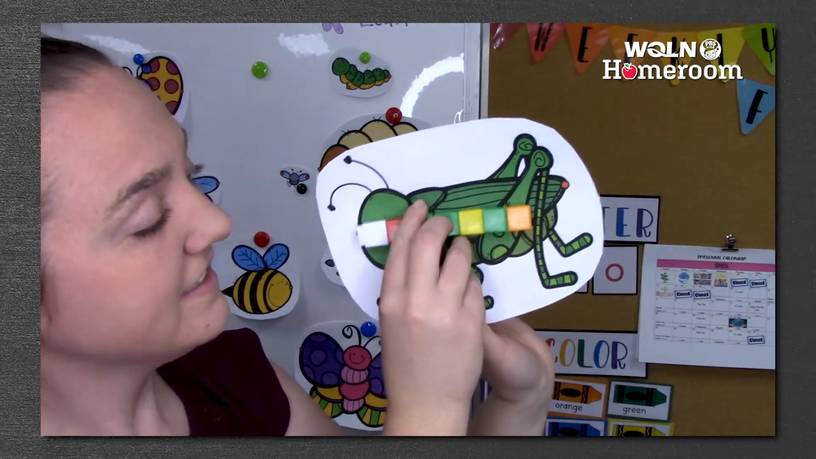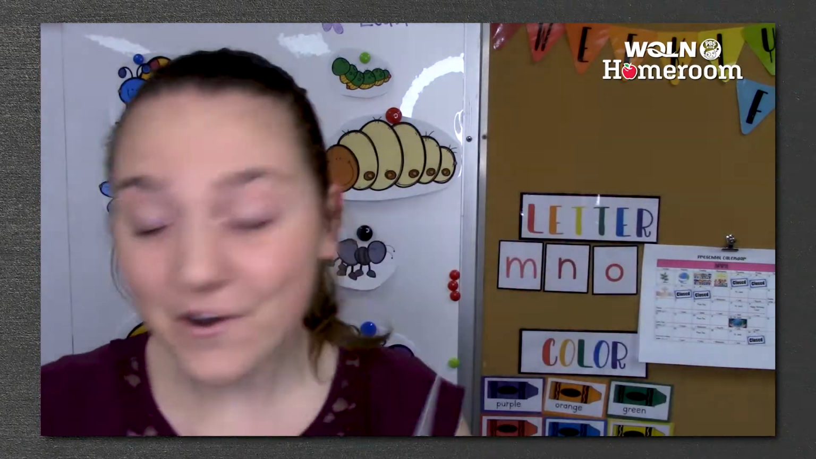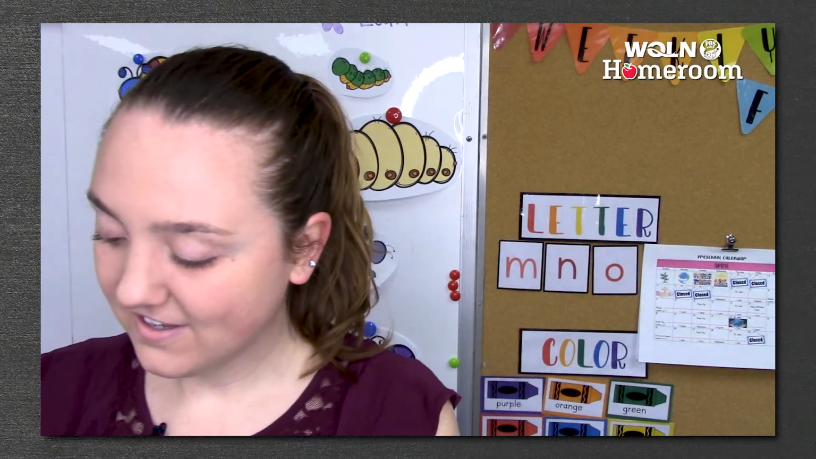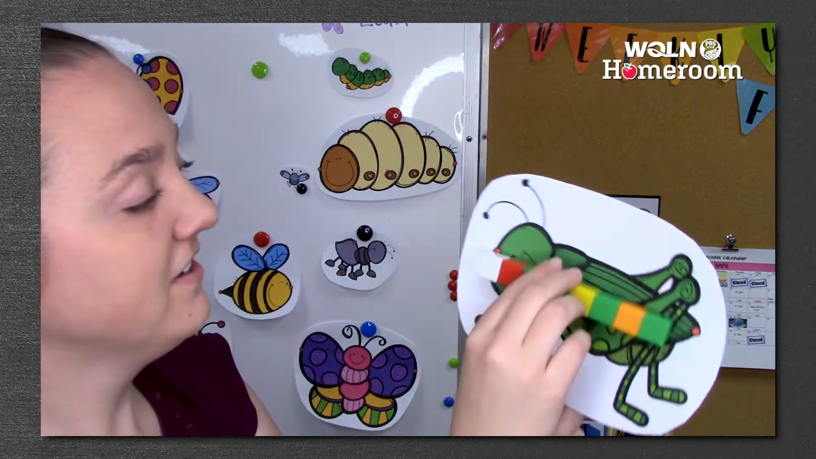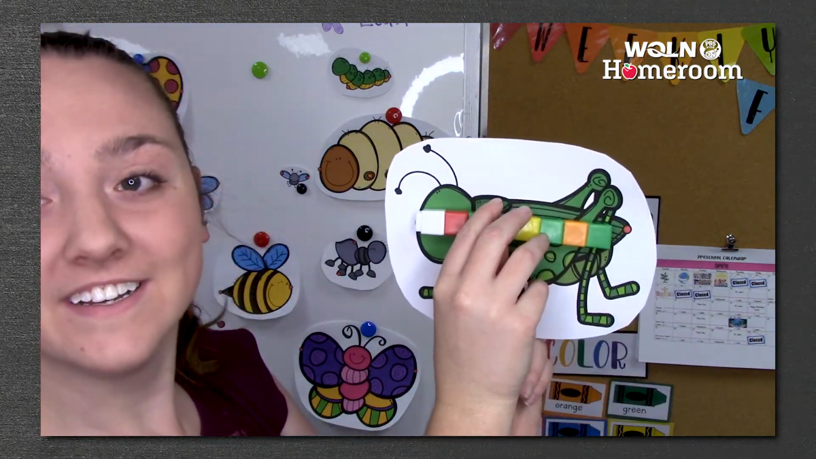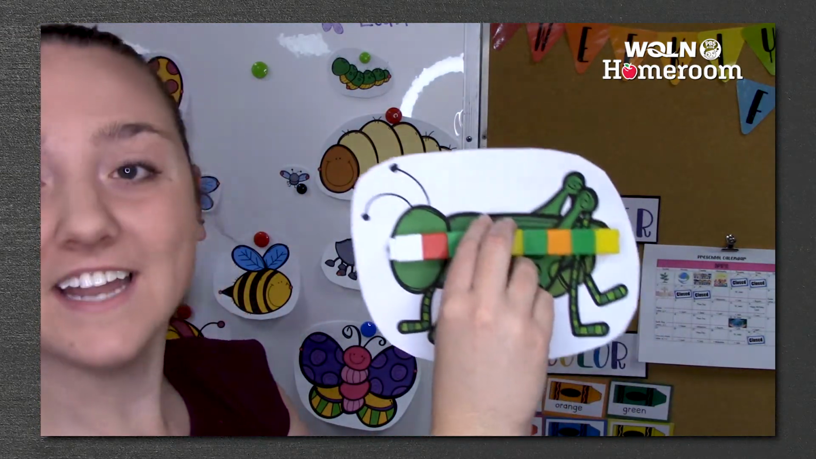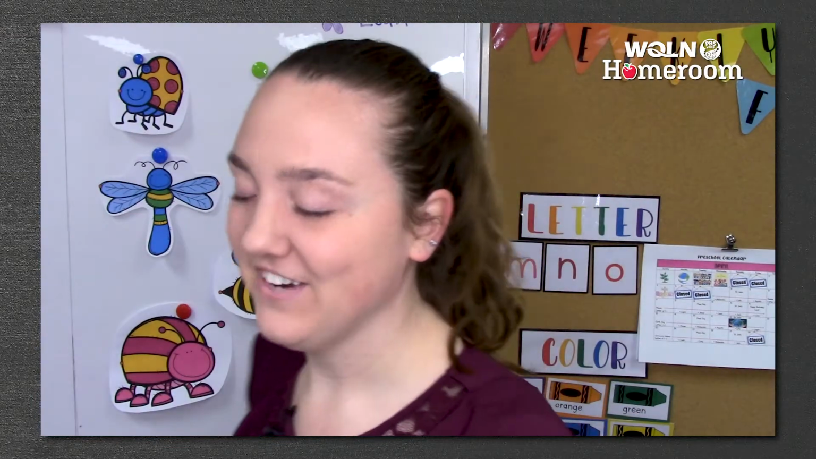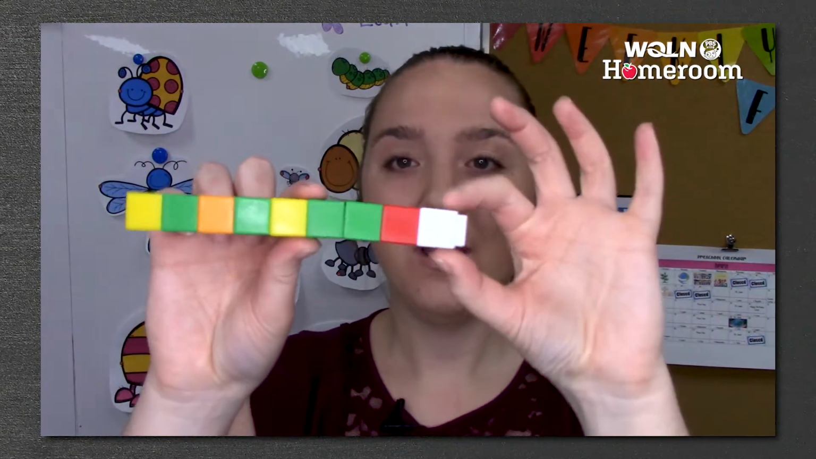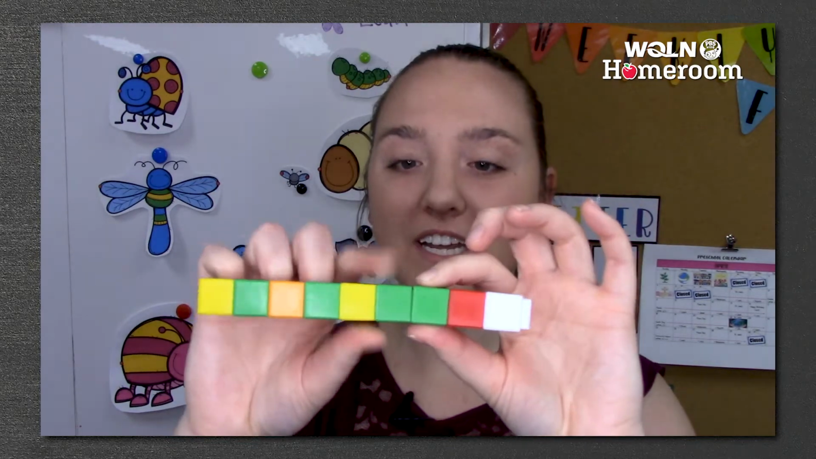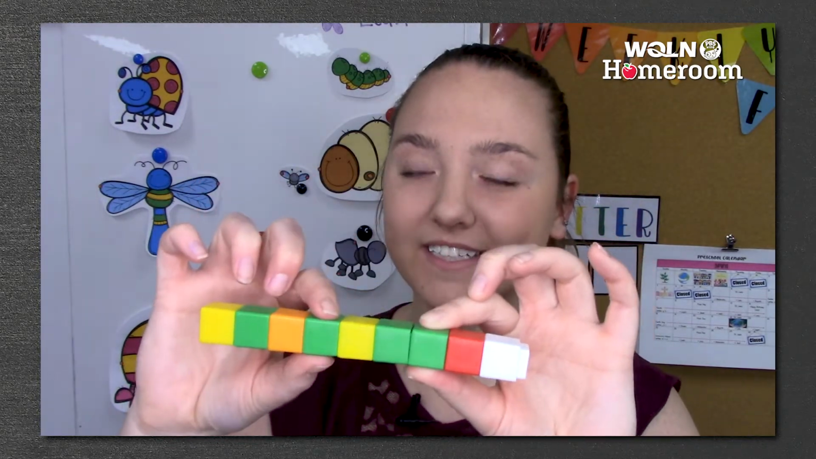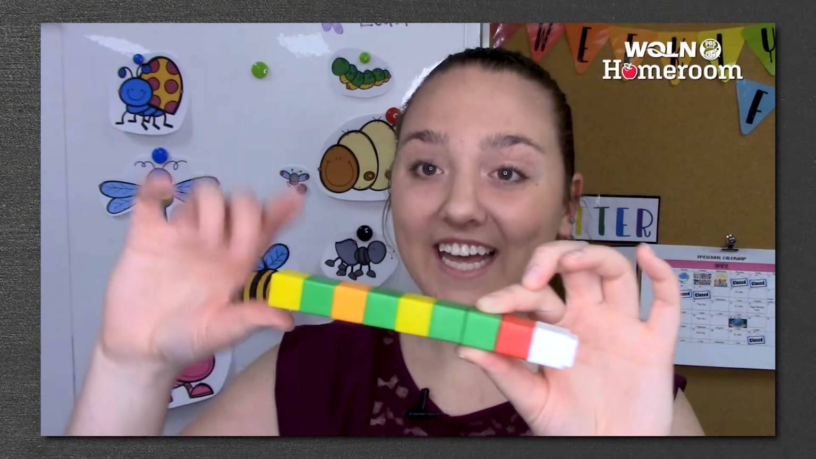All right, let's see. Does this connect? No, we still need to get another cube. All right, let's try now. Does this connect? No, we'll try one more cube. All right, let's see. Does this connect? Yes. All righty, so let's count how many cubes we used. 1, 2, 3, 4, 5, 6, 7, 8, 9 cubes. Our grasshopper is 9 cubes long.